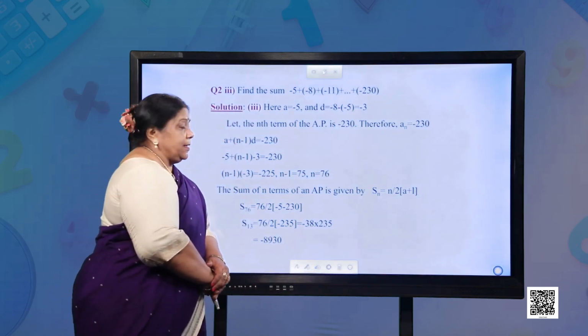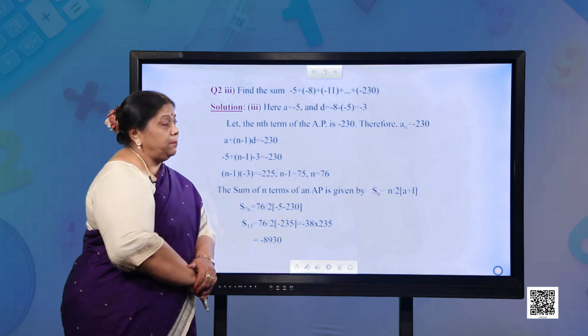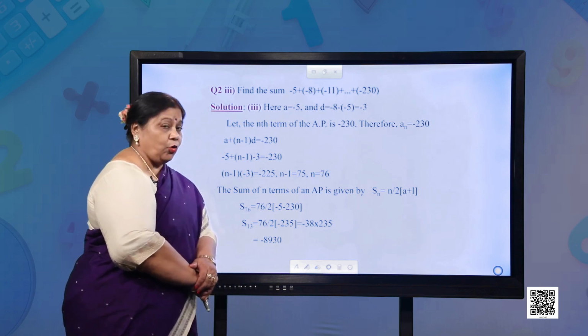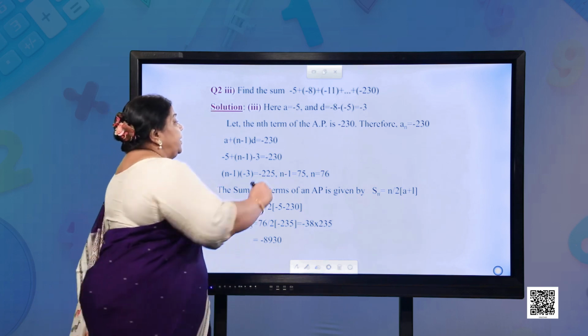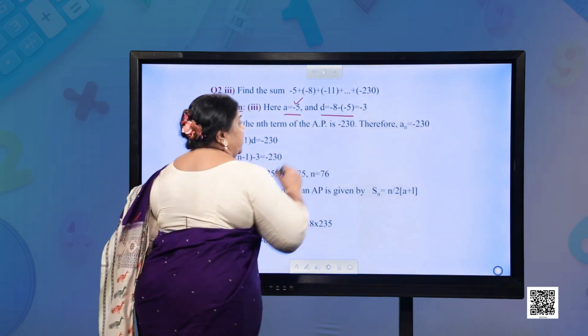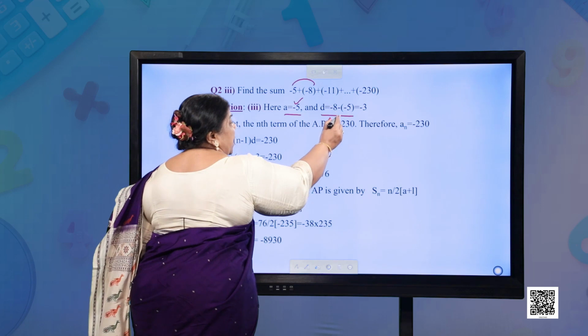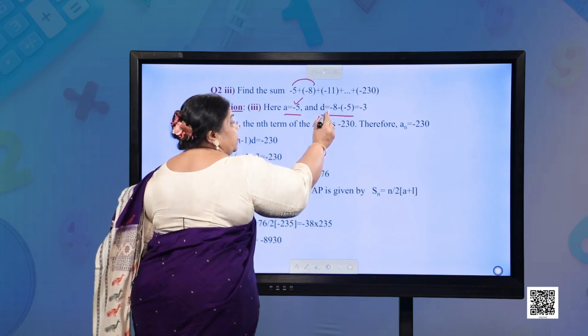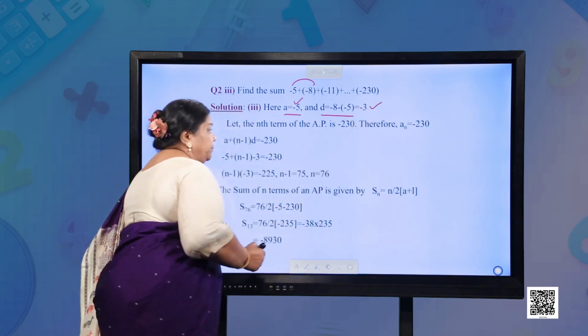Find the sum minus 5 plus minus 8 plus minus 11 plus so on. Last is minus 230. So, what is A here? It is minus 5, and how do you calculate D? Second term minus first term. So, minus 8 minus of minus 5. This gives me minus 8 plus 5, that is equal to minus 3.